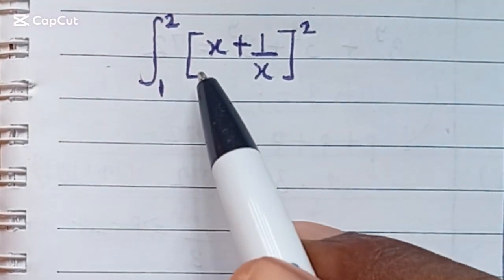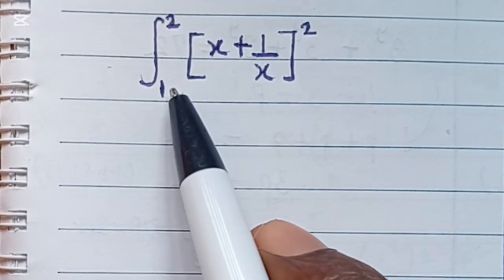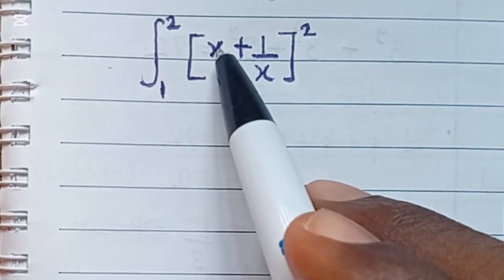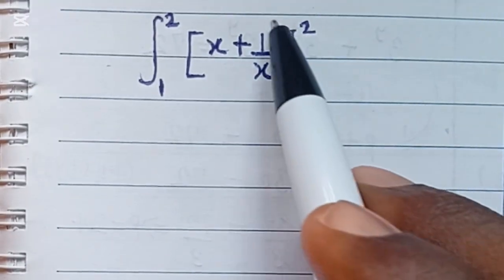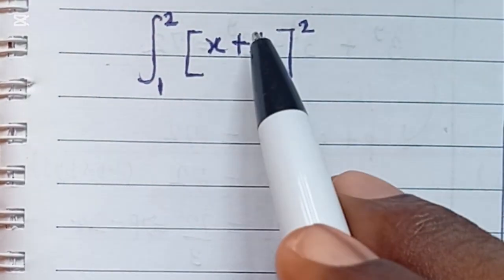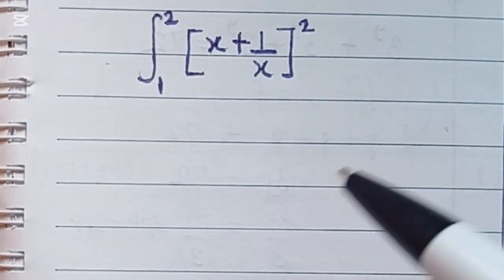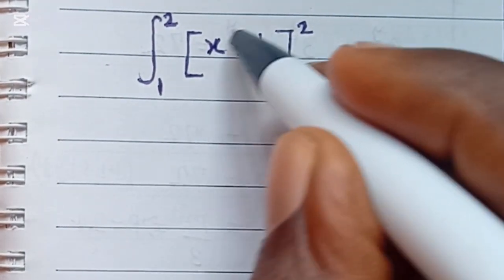To solve this integral problem, this is what we call a definite integral, because we're integrating from 1 to 2 of (x + 1/x)^2 dx. So this is a definite integral. After integrating this expression, we're going to substitute the values 1 and 2 into the result. But the first thing you want to do in this case is to expand this integral.